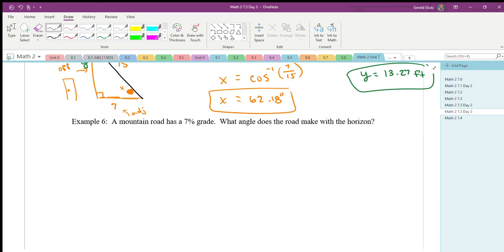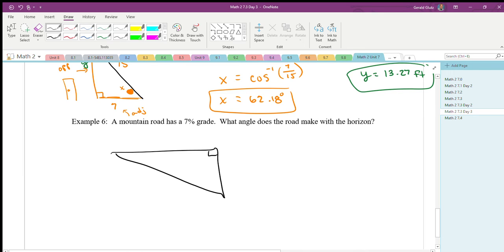And then the last example. When we have a road at a grade of 7%, that means for every 100 feet sideways you go up or down 7. What angle does the road make with the horizon? So we're trying to figure out this angle.